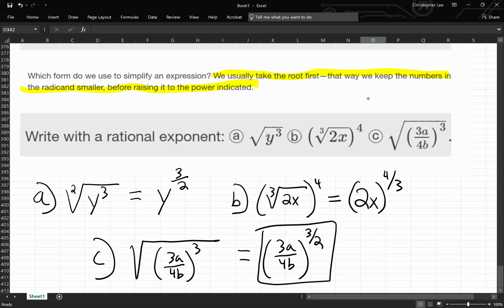So the index of the radical is the denominator of the fraction. Whatever the radical is, that's going to be the denominator of the fraction. And then the inside power is the numerator. Yeah, just a general form.